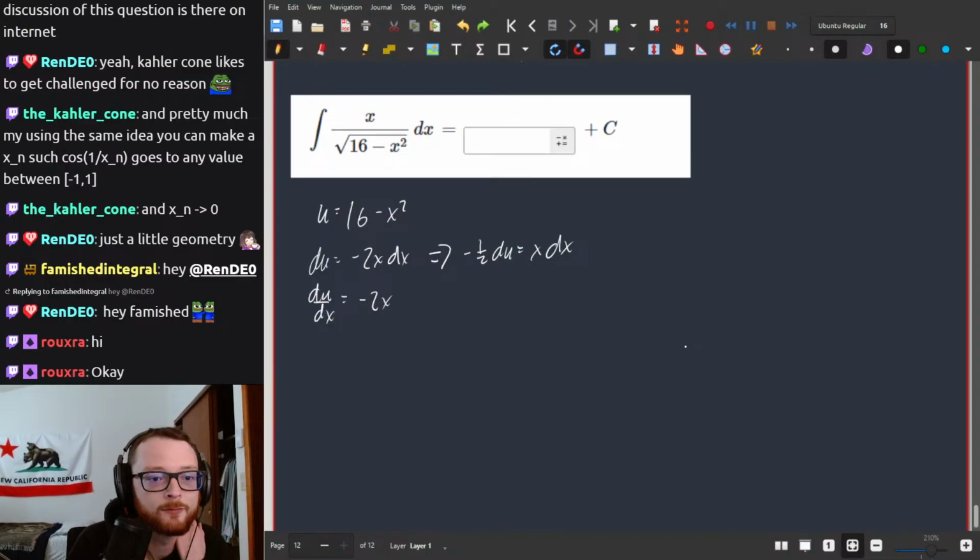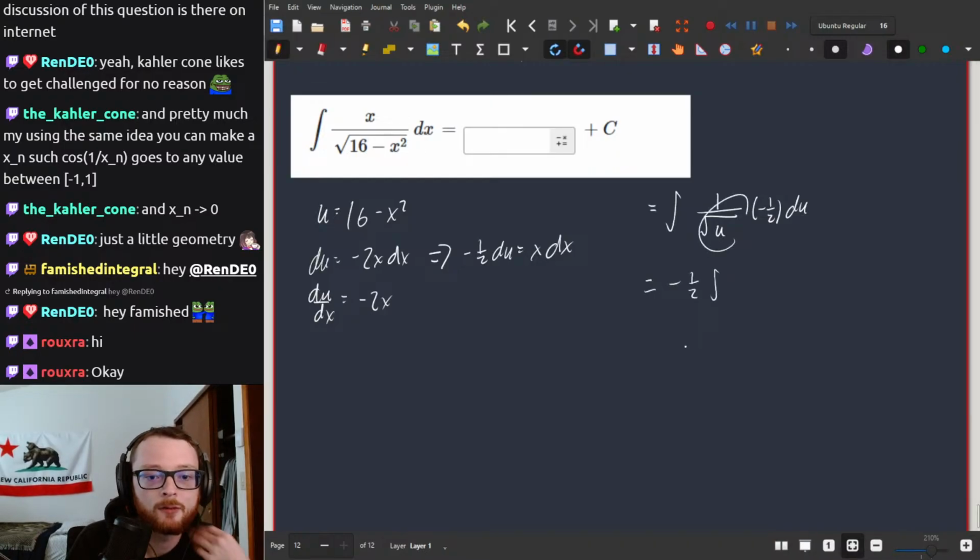This isn't how I normally like to treat u subs, but it's a cool thing to see. So, this x goes away. This 16 minus x squared becomes u. The square root is still there. That's okay, though. And then the dx becomes a minus 1/2 du. And so from here, it's hopefully a bit more clear what to do. The minus 1/2 can come out front. And then I'm going to rewrite 1 over root u as u to the negative 1/2.